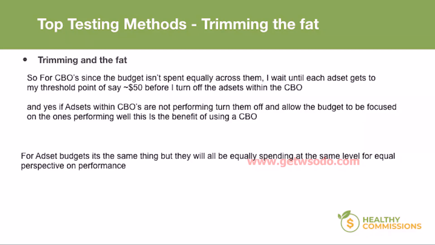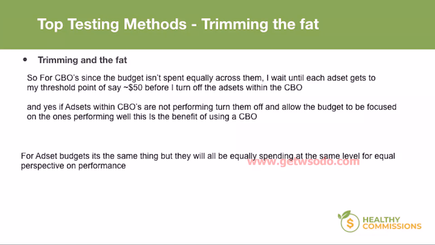So for trimming fat in CBOs, since the budget isn't spent equally across them, I wait until each ad set gets to a spend of say $50 to $70, or you can do 1 to 1.5 times the commission value. So once an ad set has hit that threshold within a CBO and it's not performing, then I'll turn that off. And yes, if ad sets within a CBO are not performing, you can turn them off. And then this allows the budget to be focused on the ones that are performing well.